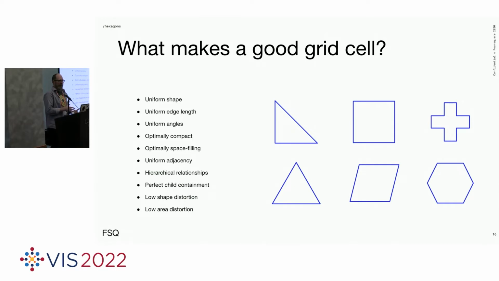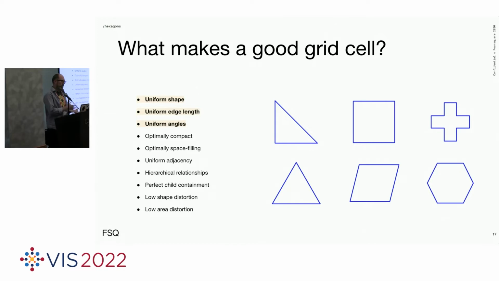The actual answer for this is the one that fits your use case. But when you're building a system like H3, you really want to cover as wide a variety of use cases as you can. You want to make a general purpose grid. And when you're making a general purpose grid, these are the kinds of things that you have to take into consideration. So the first thing you really care about is uniformity. You want uniform shape, uniform edge length, uniform angles.